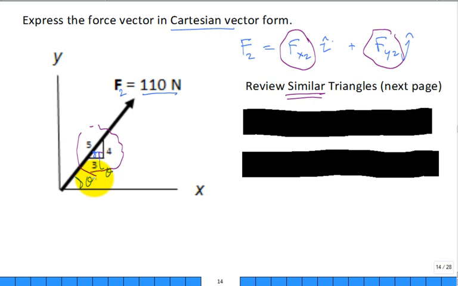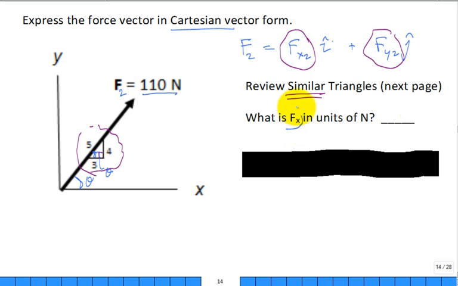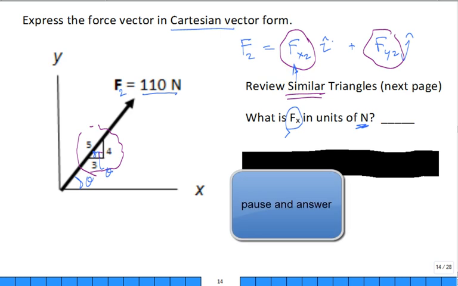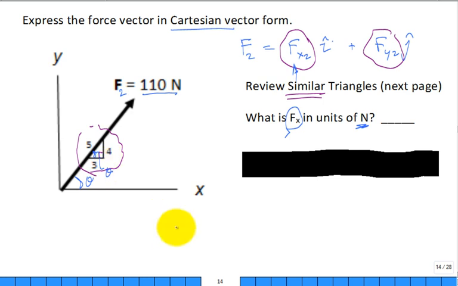Let's go ahead and answer this question. What is f of x in units of Newton for this second vector right here? Basically, you're going to be 3/5 of 110 Newton, and that's going to be fx. Forget the Newton, that's magnitude.